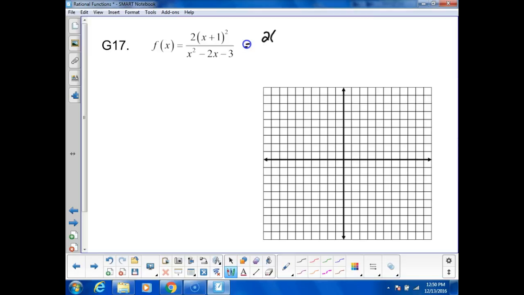Which function was the common factor? Your last one or the original one? This new one, divided by x minus 3, and then x plus 1, and then cancel.